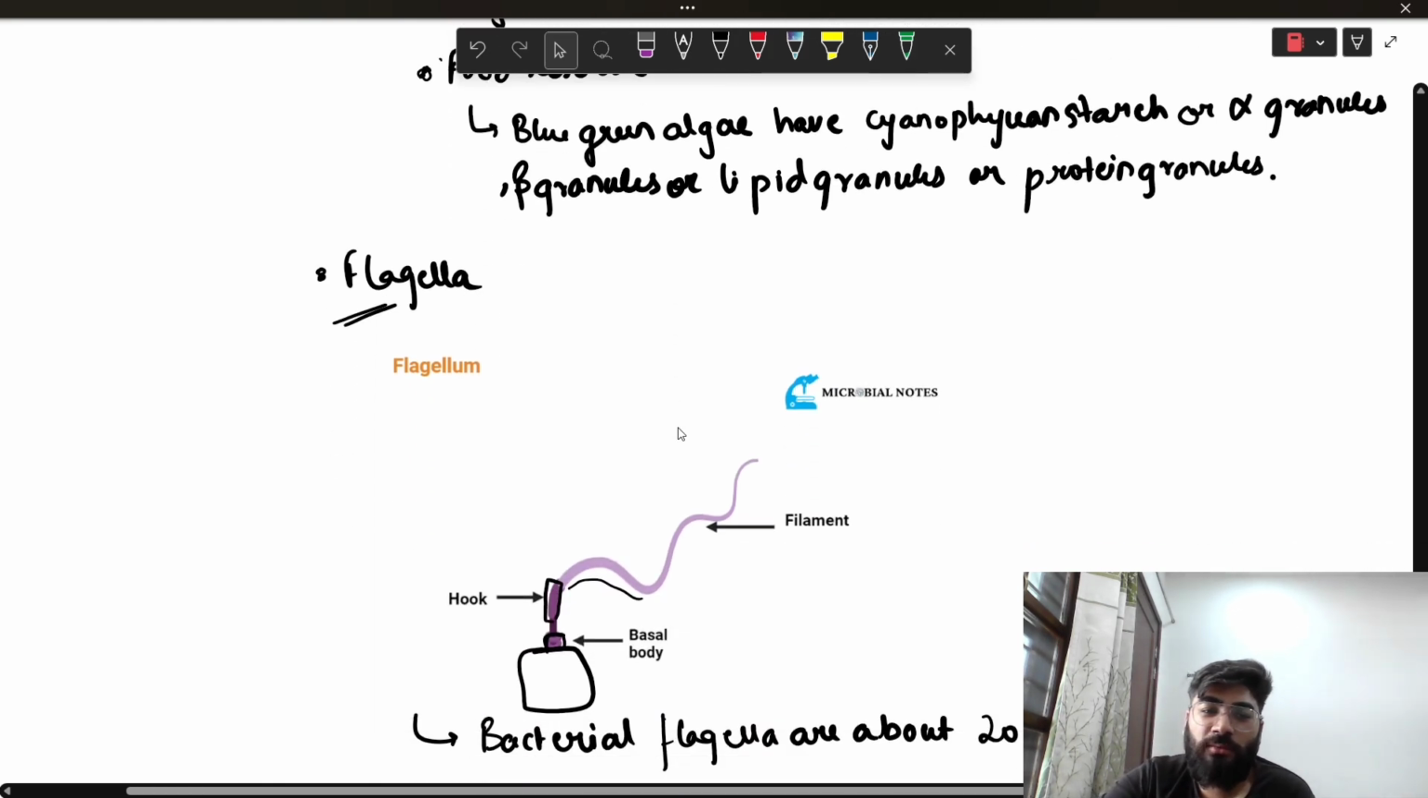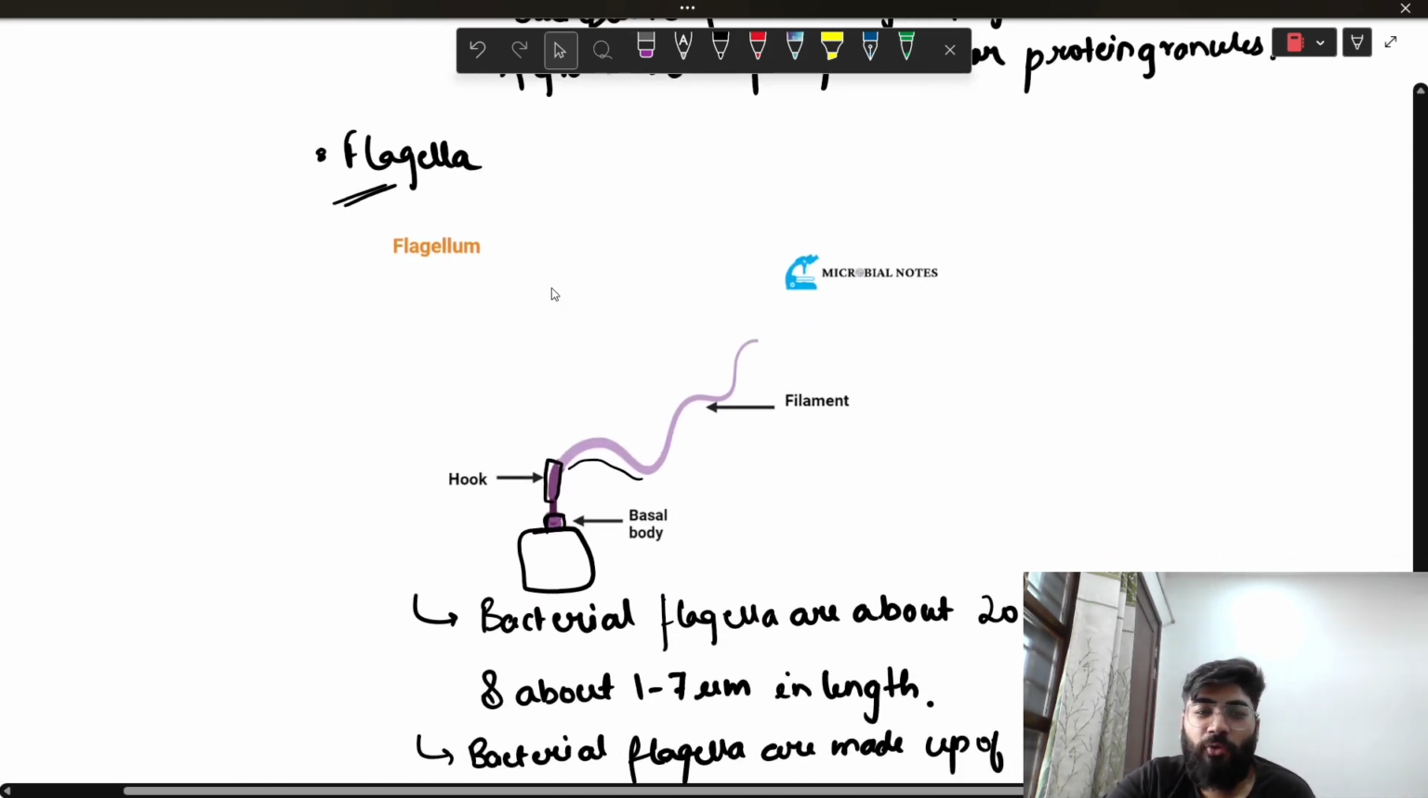Now we are going to talk about flagella. We have talked about flagellation earlier, the pattern of flagella. Now we are going to talk about the organelle flagella. So flagella has three components: one is the basal body, one is the hook, and one is the filament.